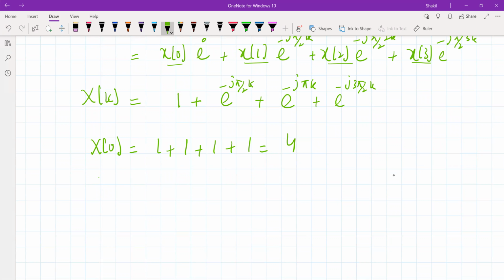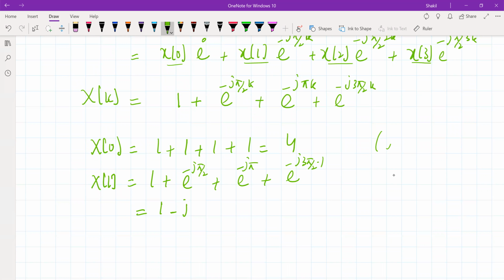And then put k equal to 1. So this will be x of 1. x of 1 is 1, plus e to the power of minus j pi by 2, plus e to the power of minus j pi, plus e to the power of minus j 3 pi by 2, because k is 1. Now let me simplify this. This is 1, this will be minus j.